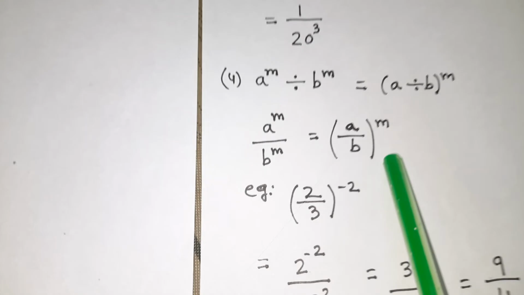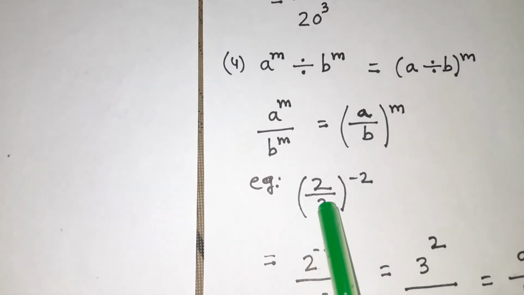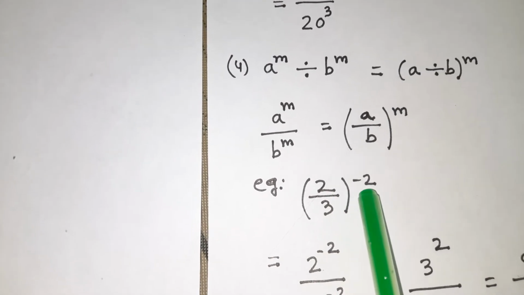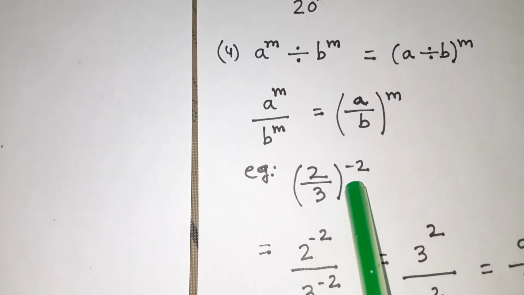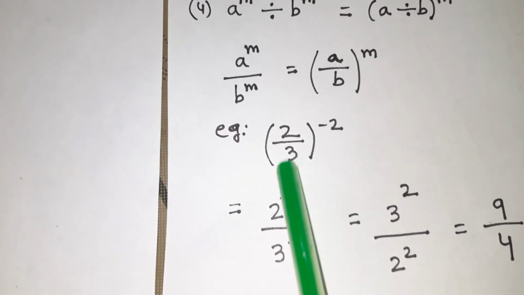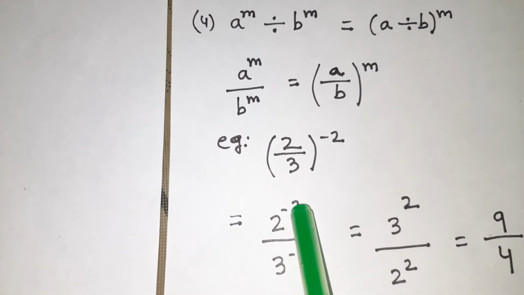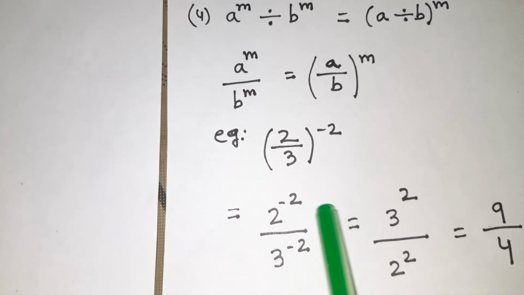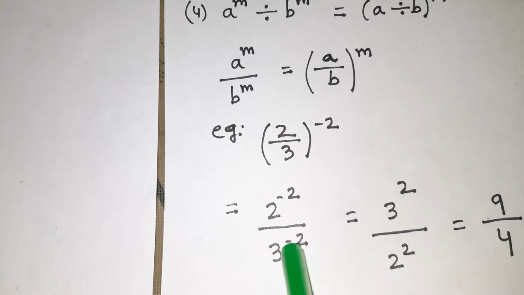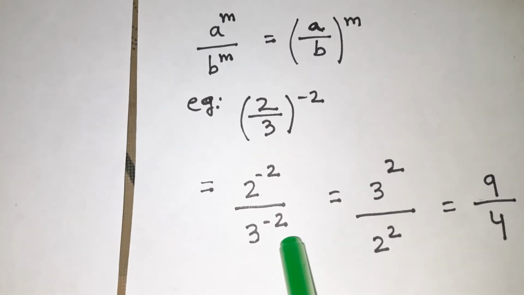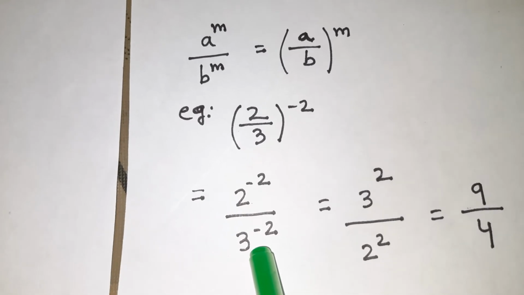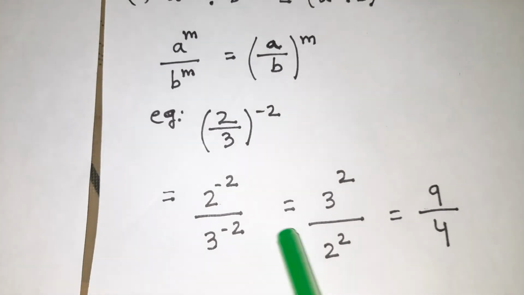Now let us take one example. I have taken 2 by 3 raised to the power minus 2. Is it clear? How will you do? So 2 raised to the power minus 2 will come over here, and again the powers are for both. So 3 raised to the power minus 2. Is it clear? See clearly over here. Are you following, students? Okay, very good.